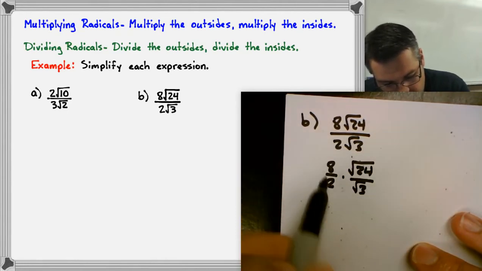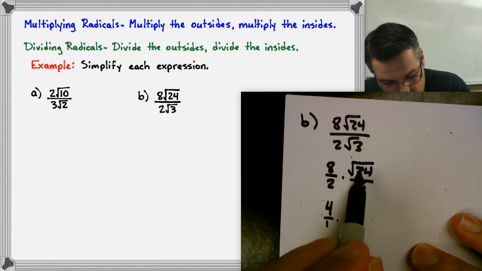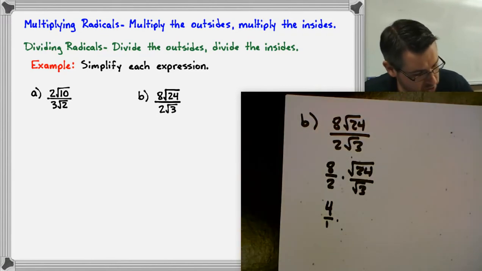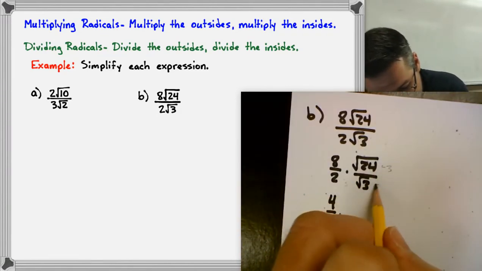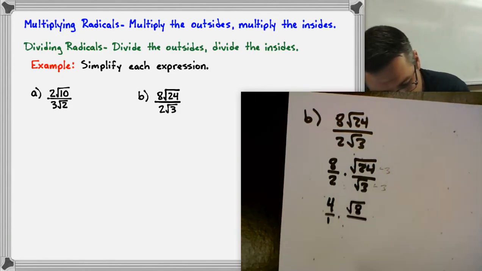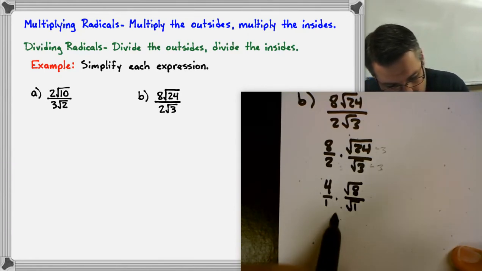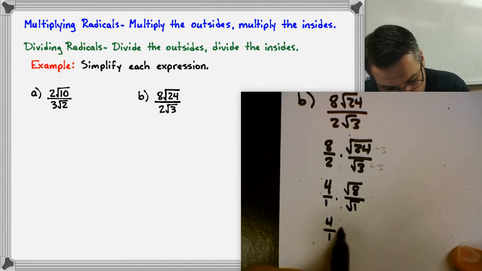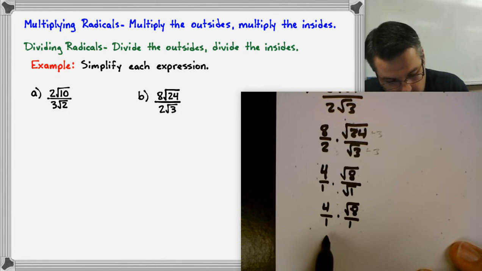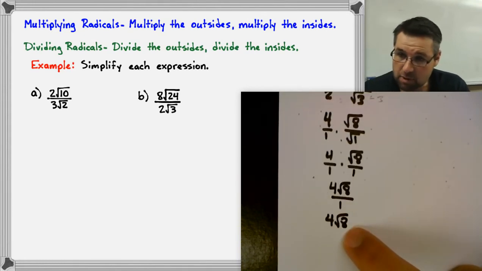8 divided by 2 is 4, or 4 over 1 if you want. And then 24 divided by 3, those are both reducible by 3. So 24 divided by 3 is 8, so we end up with radical 8. And then radical 3 divided by 3 is radical 1. From here, the square root of 1 is just 1. So we have radical 8 over 1. And then multiply straight across, we end up with 4 radical 8 all over 1, which is just 4 radical 8. But the 8 can be reduced, right?